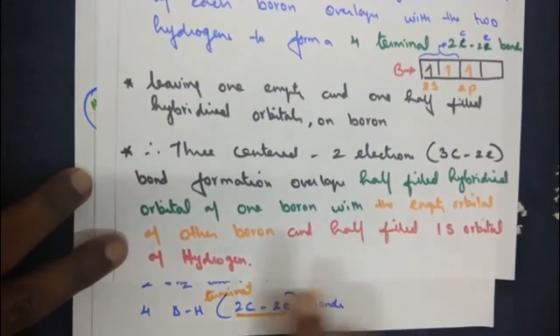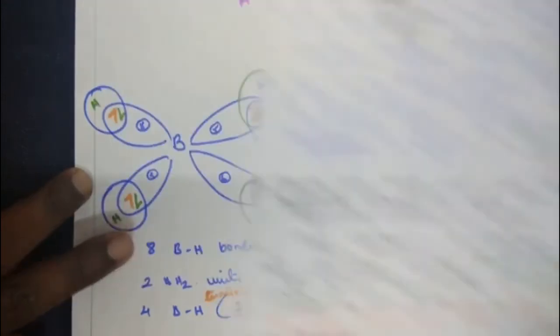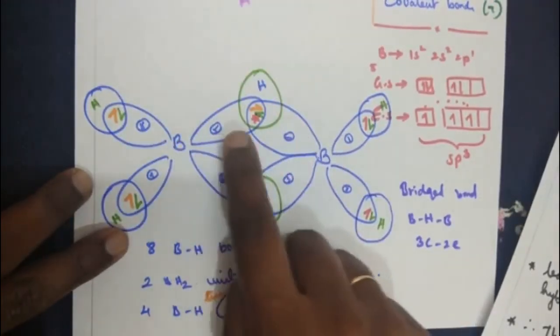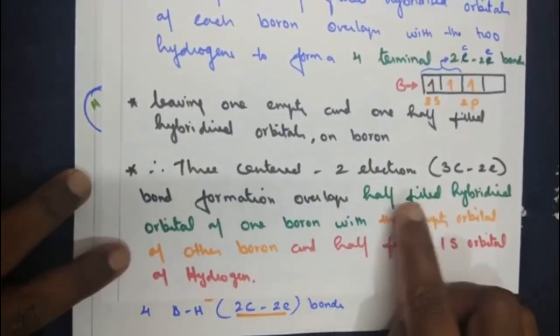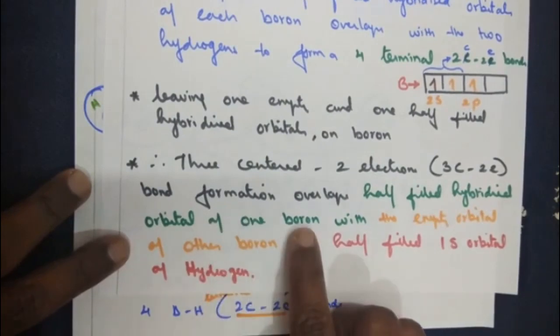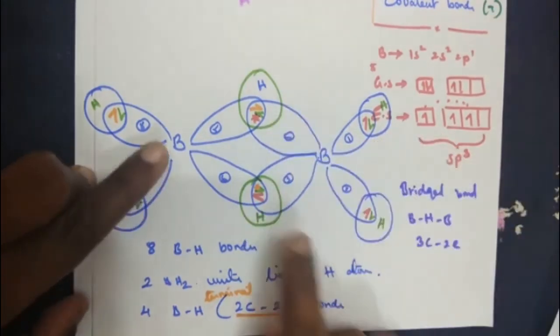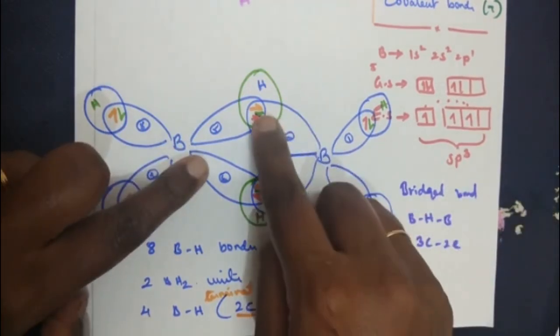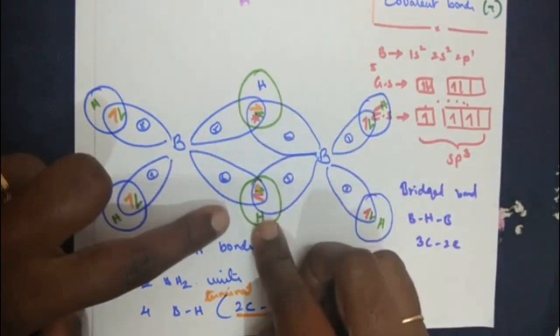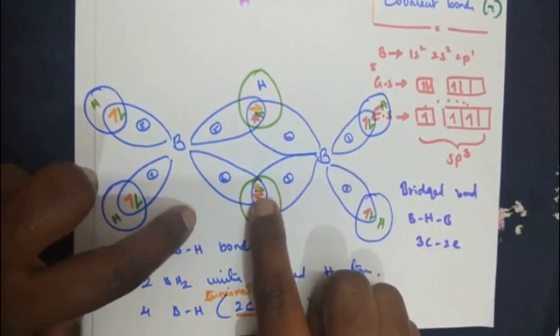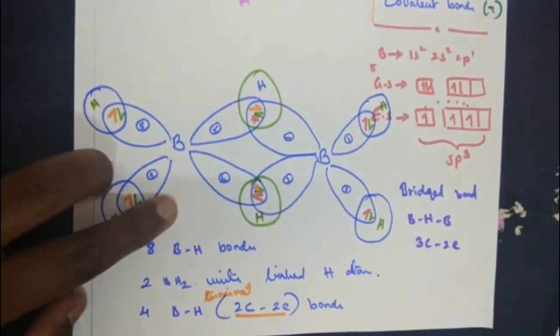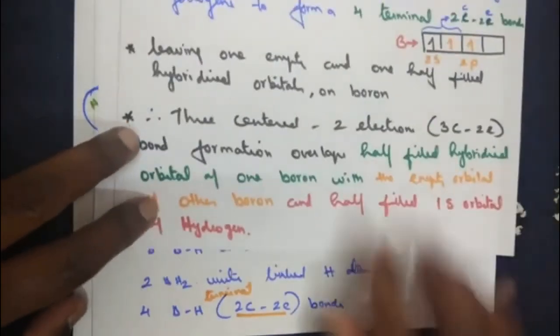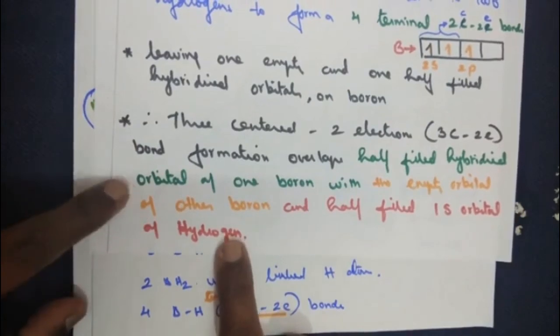And the last point, therefore, the 3-centered 2-electron bond, we are talking about the bridge here. The 3-centered 2-electron bond formation overlaps the half-filled hybridized orbital of one boron with the empty orbital of another boron. Purposely I have used a different color for you. This boron shares the half-filled orbital and this boron shares the empty orbital. Vice versa below the plane, this boron shares the half-filled orbital, this boron shares the empty orbital. They together overlap with the half-filled 1s orbital of hydrogen.